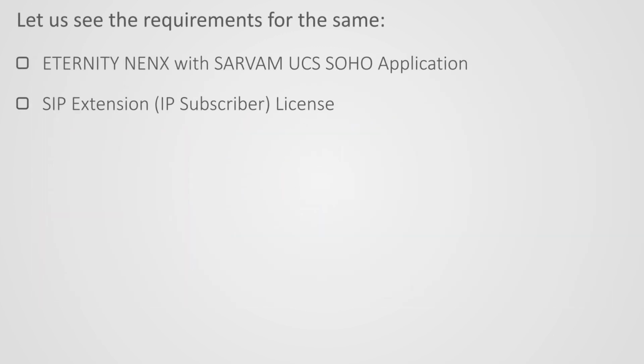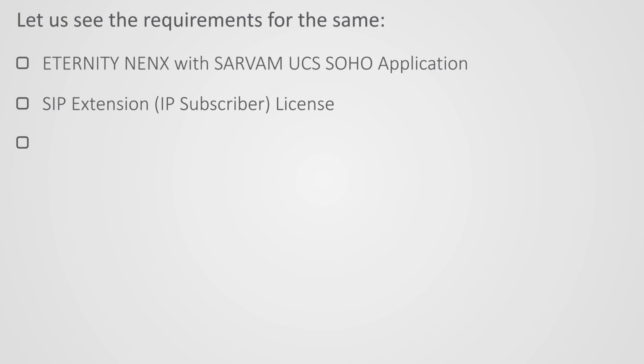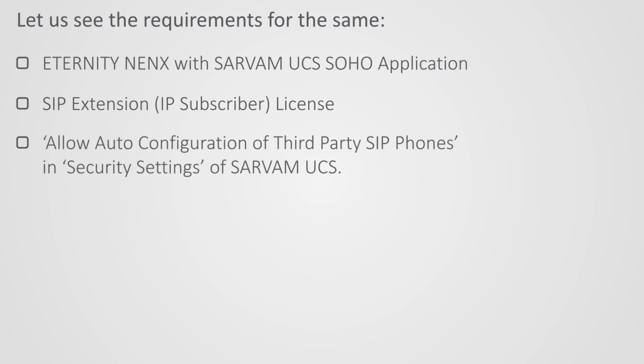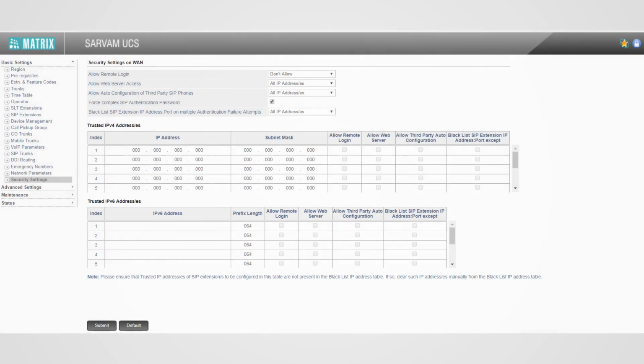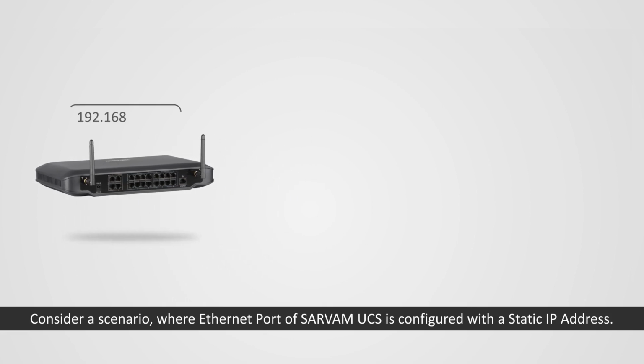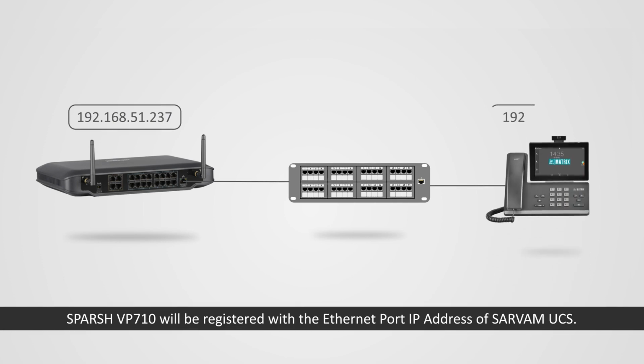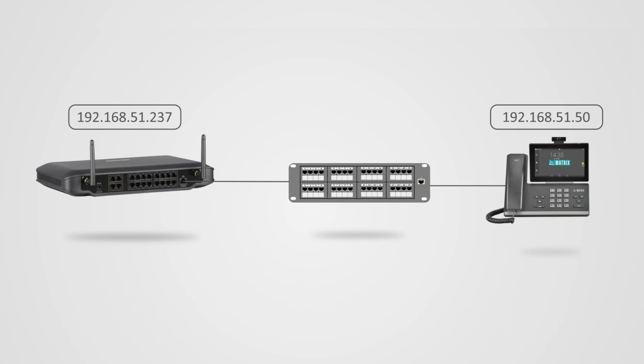SIP extension, IP subscriber, license. Allow auto configuration of third-party SIP phones in security settings of SARVAM UCS. Consider a scenario where Ethernet port of SARVAM UCS is configured with a static IP address. SPARSH VP710 will be registered with the Ethernet port IP address of SARVAM UCS.